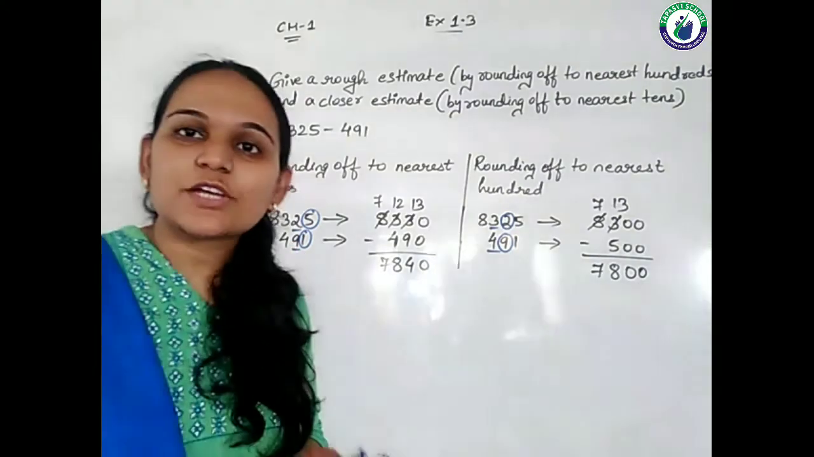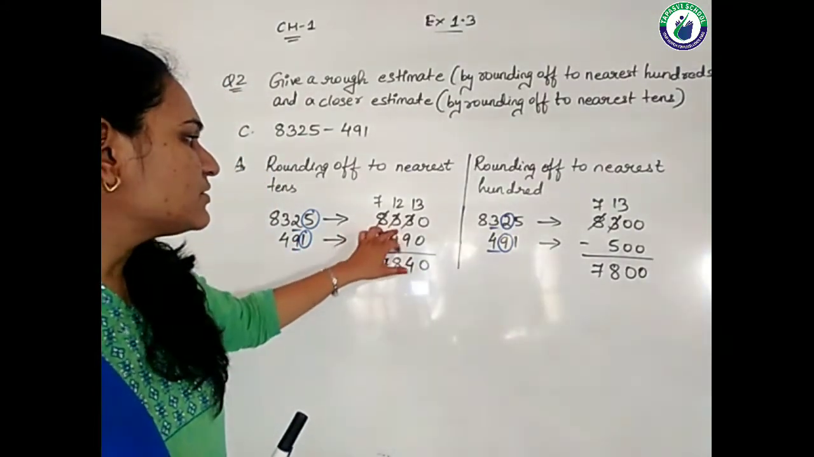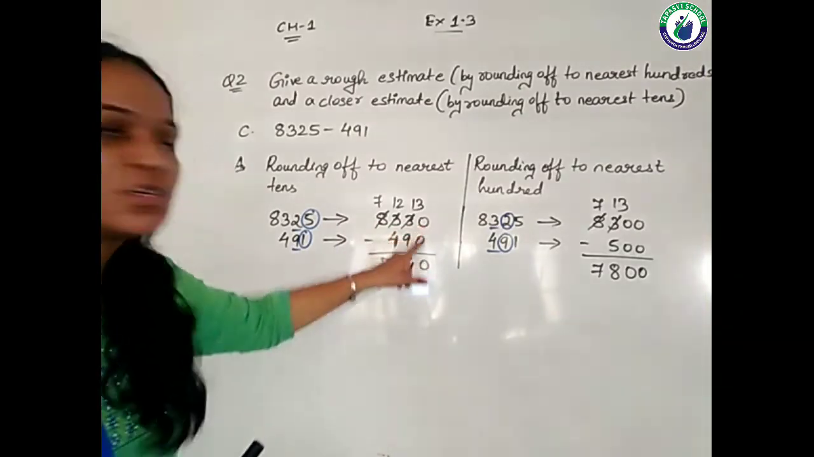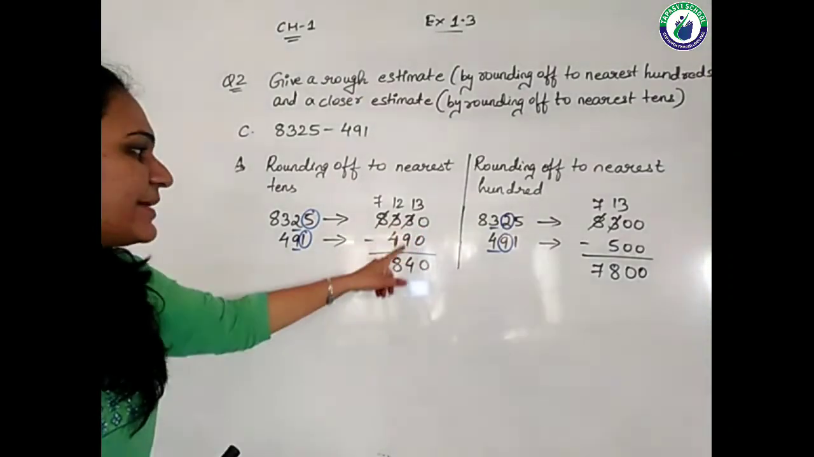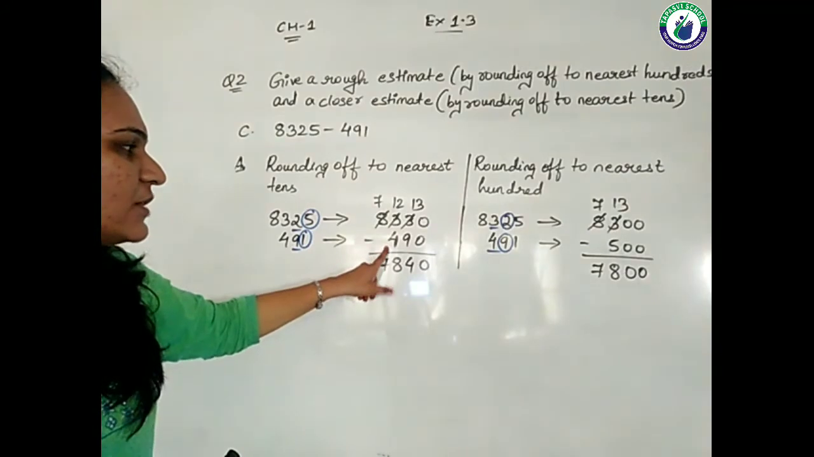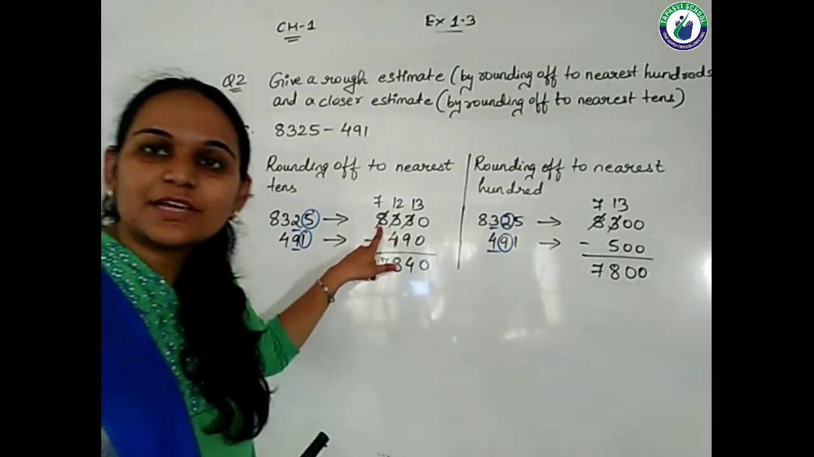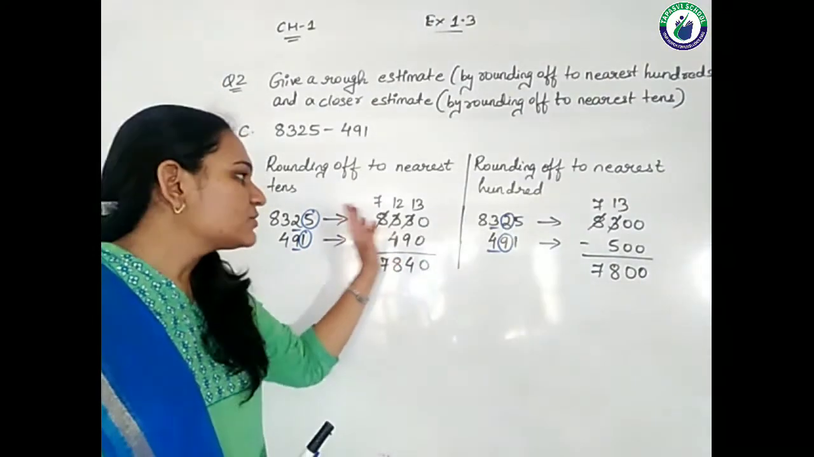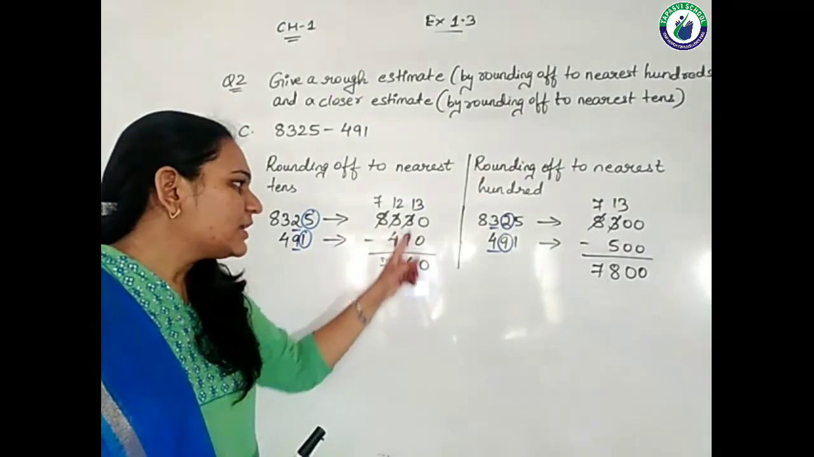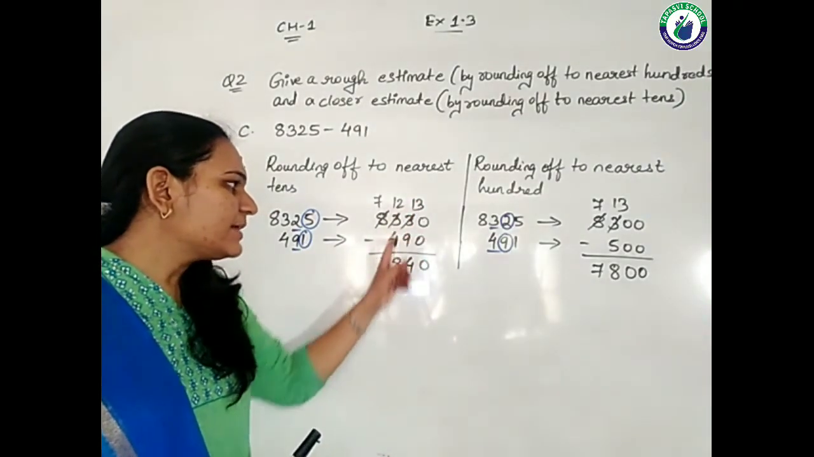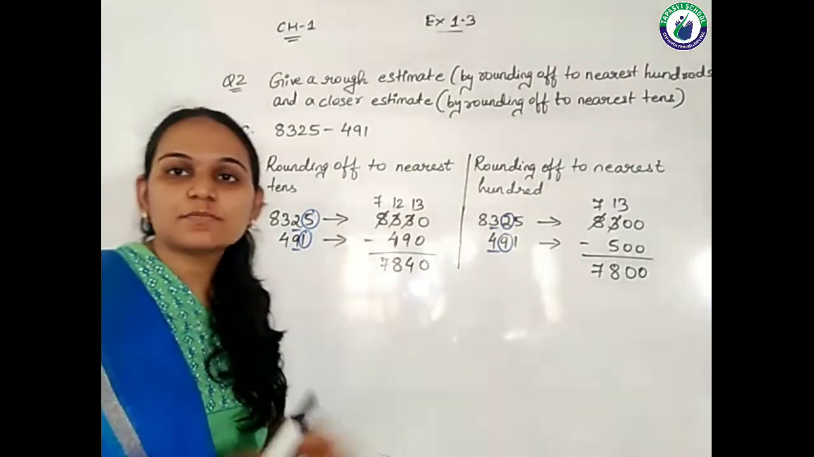Now let's see the subtraction process, students. 8,330 minus 490: 0 minus 0 is 0. 3 minus 9 is not possible, 3 minus 4 is not possible, so take help from 8. So you can see the remaining process. Now 13 minus 9 is 4, 12 minus 4 is 8, and here it becomes 7.